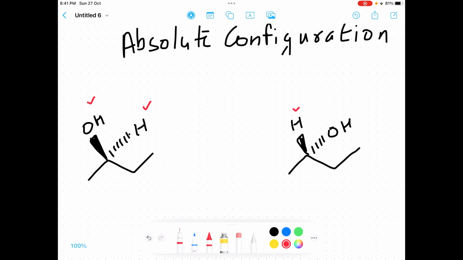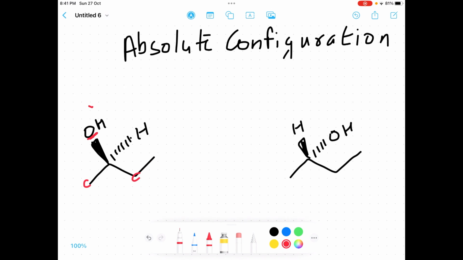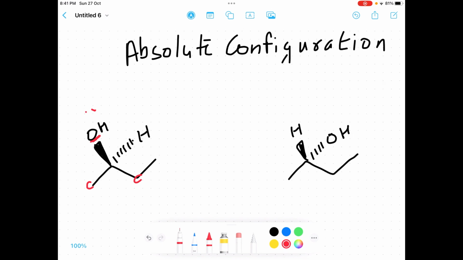Whereas in the second example, hydrogen is facing towards you and OH is on the back. So let's first try to assign R and S configuration to the first one. We have to look at the groups directly attached to the chiral carbon, and here we have oxygen, carbon, carbon and hydrogen. Oxygen has the highest atomic number, so it will get the first priority.